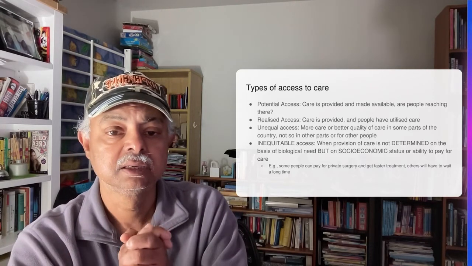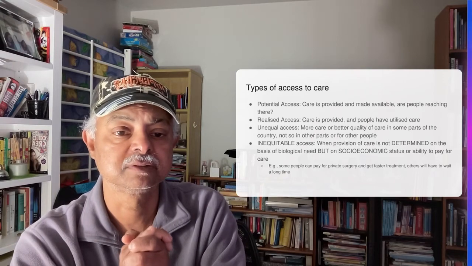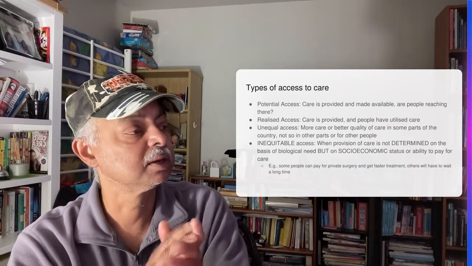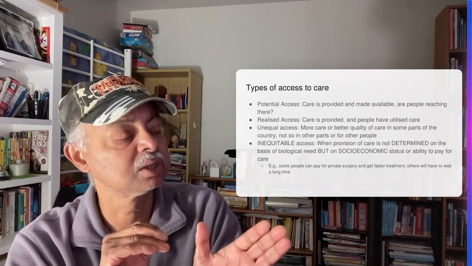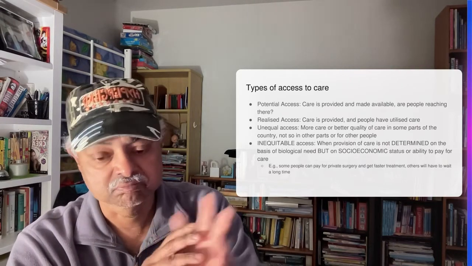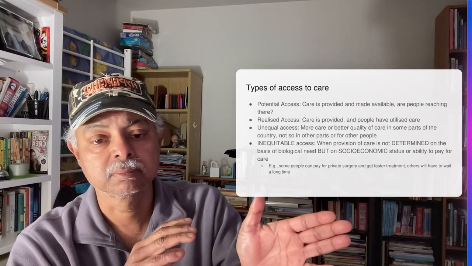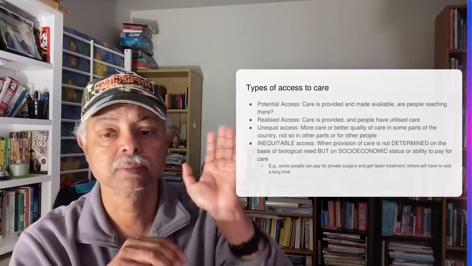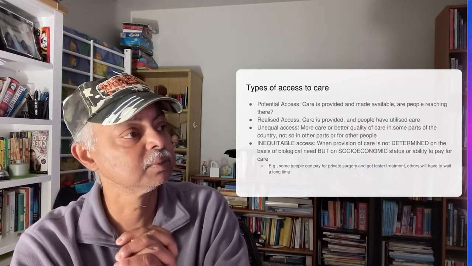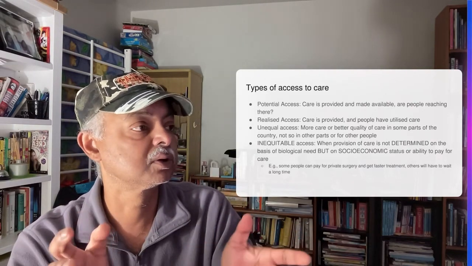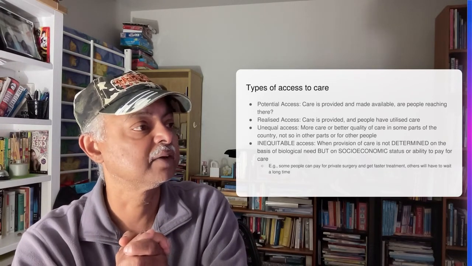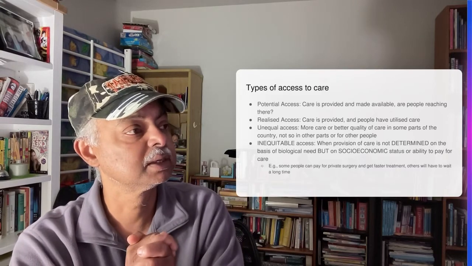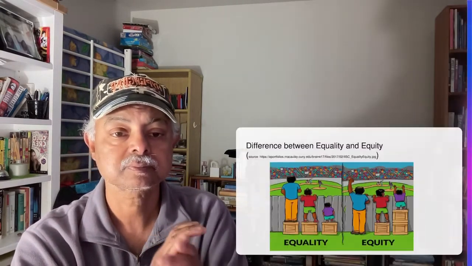So again, some people can pay for private surgery and can get faster treatment, and some others will have to wait a long time. If that is done not on the basis of a biological or physiological reason, but only on the basis of, say, somebody's affordability, ability to pay, or socioeconomic status, then that kind of access is an inequitable access. The next slide will show you a little bit in detail what that means.